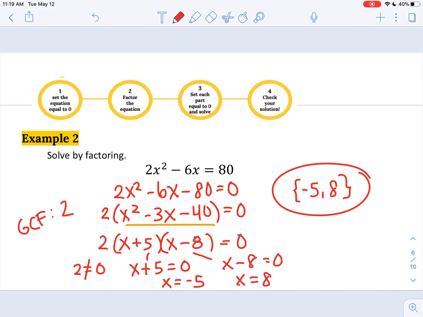Now, when we check our work, we're going to apply that negative 5 back into my original equation. We're going to see if that actually equals 80.